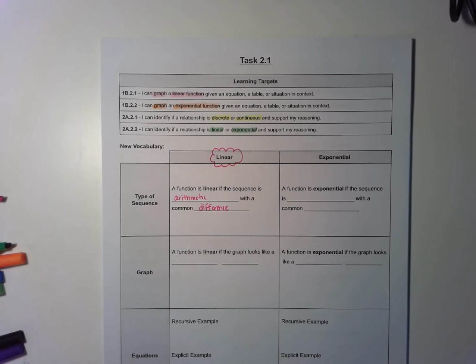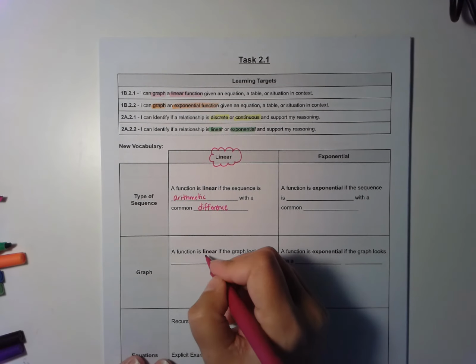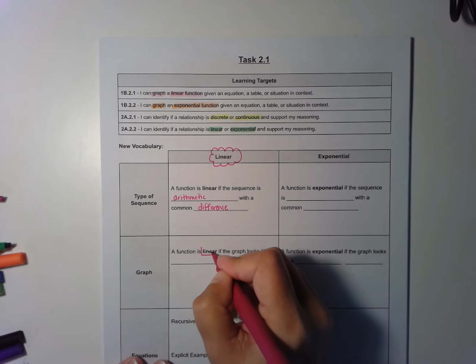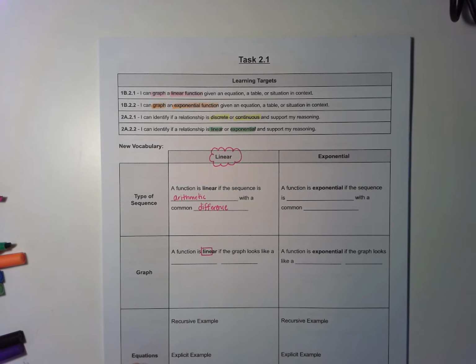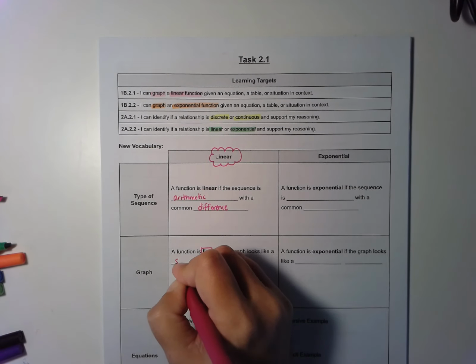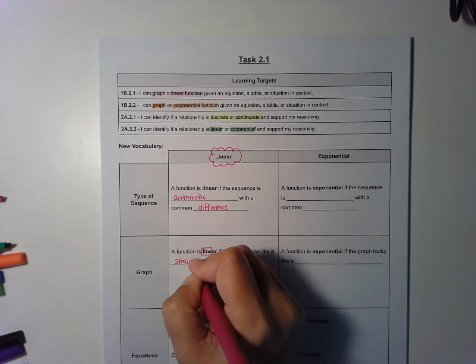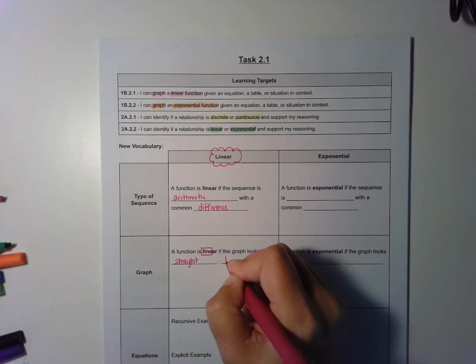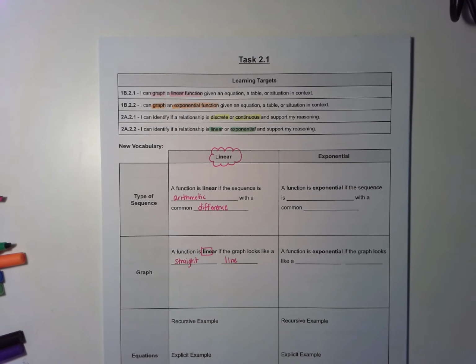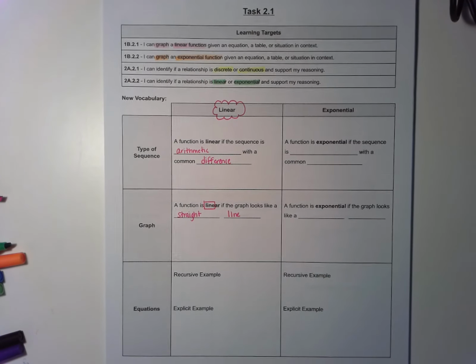Now this makes sense because the word linear actually has the word line built in. And we know that a function is linear because the graph looks like a straight line. Now that's the same thing we already knew about arithmetic sequences, that it's arithmetic if it looks like a straight line, and now we're going to also say another name for that is linear.